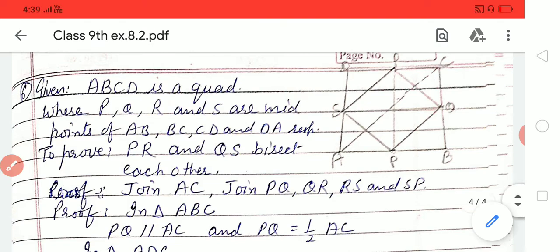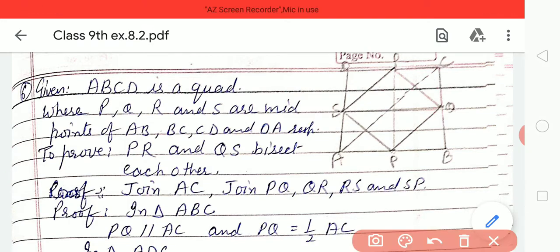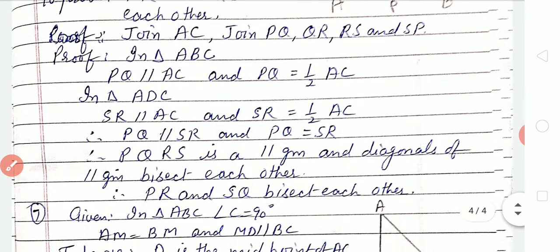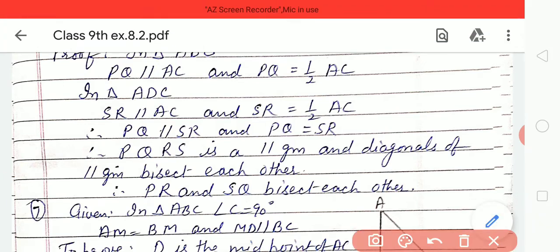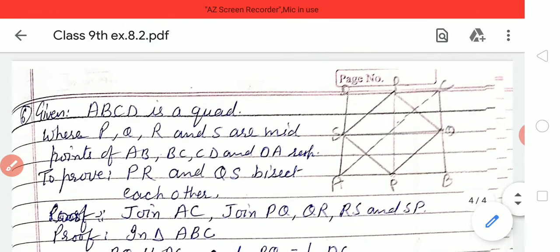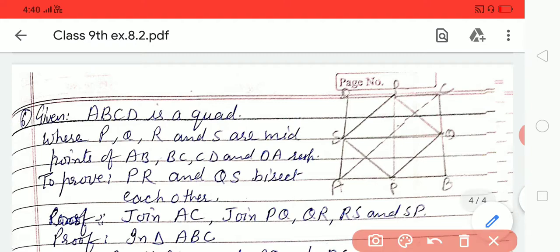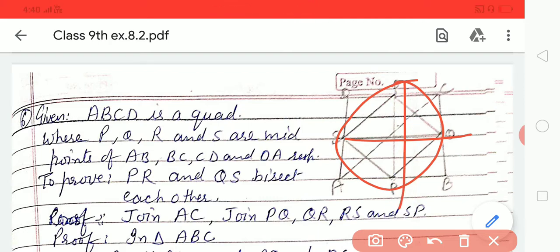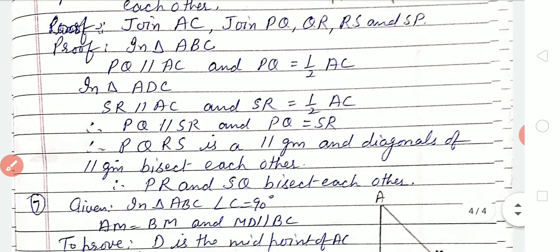And similarly you can say that in the other triangle. So it is very easy to show that PQRS is a parallelogram. The diagonals of a parallelogram bisect each other, you know that. So you need to show that this is a parallelogram, and if it is a parallelogram, SQ and PR are its diagonals. So diagonals of the parallelogram bisect each other.